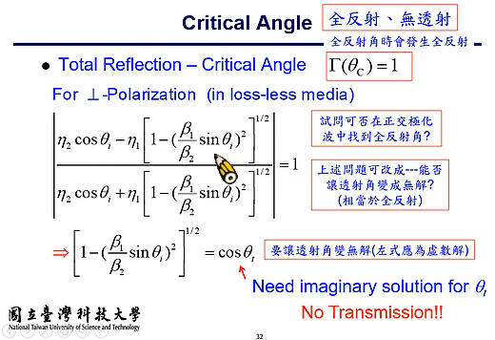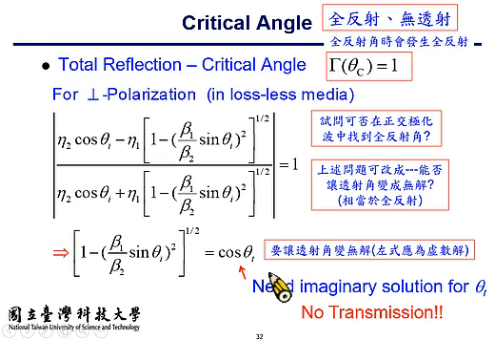Here is the reflection coefficient representation, and it requires the magnitude to be 1. So the denominator and numerator, and the condition can be changed into this. That is, we want theta t to be, well, let me put it this way.